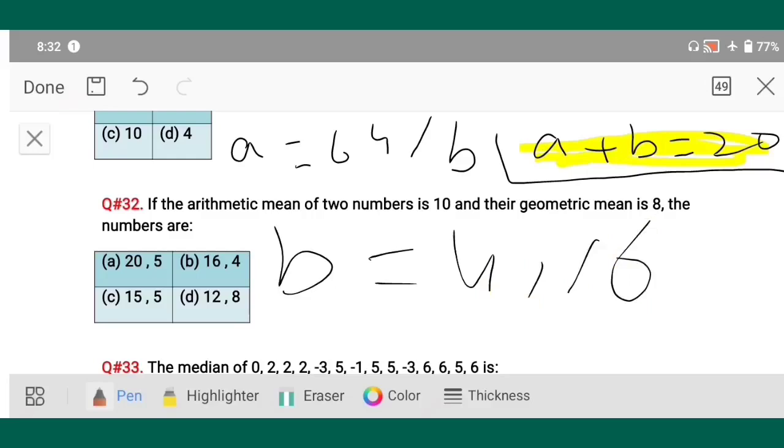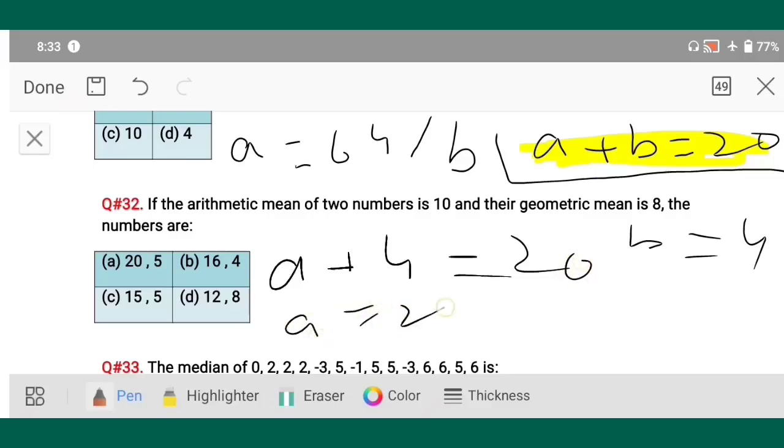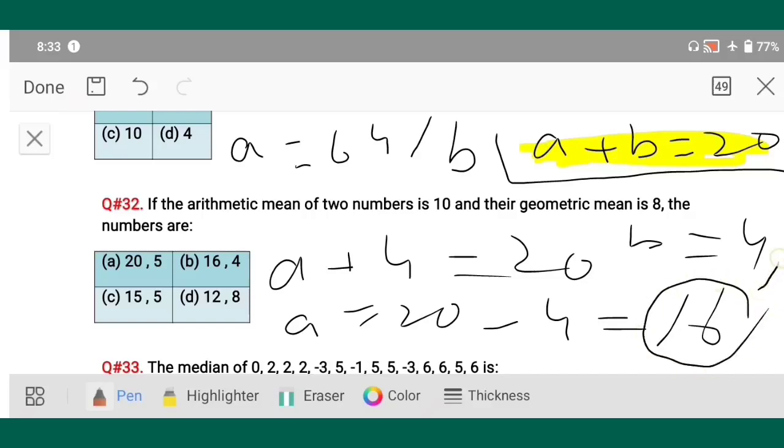Let's say we are going to use b is equal to 4 in this equation. Just put b is equal to 4, so we get a plus 4 equals 20. So a will be equal to 20 minus 4, which is equal to 16. So our a is 16 and b is 4, so the correct option is b, 16 and 4.